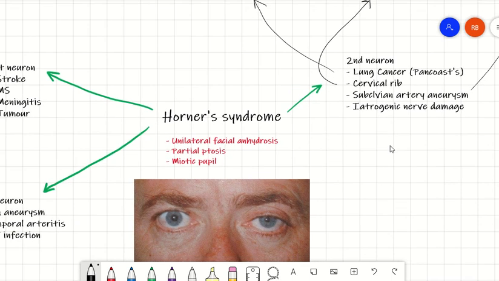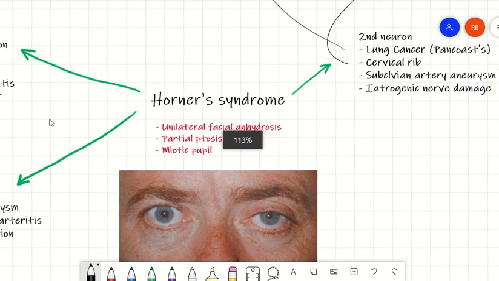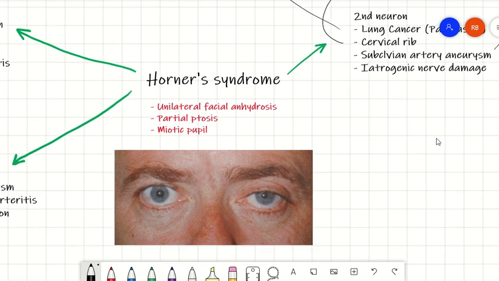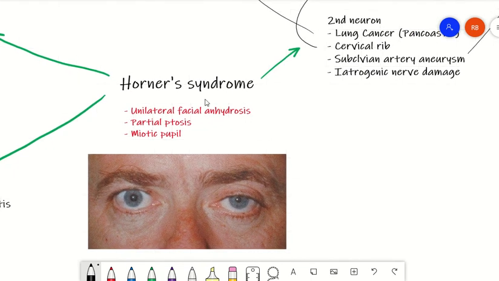So we talked about some of the causes. We talked about how if you affect a sympathetic pathway, that can lead to a miotic pupil and a partial ptosis. How could it lead to a unilateral facial anhidrosis, or a lack of sweating on one side? Well, it depends on where. You might not always see that. It depends on where the actual problem is, whether it's before the carotid plexus or after the carotid plexus.